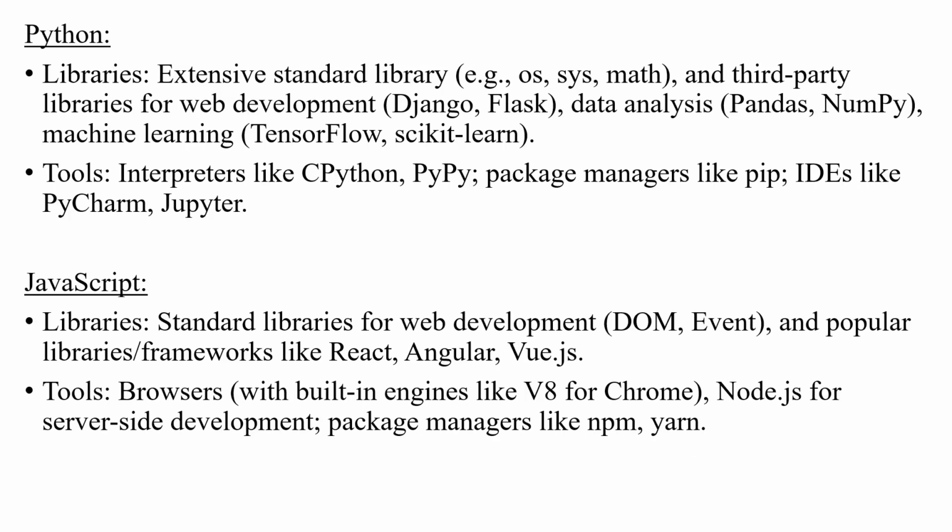Python has an extensive standard library, like os, sys, and math, and other libraries for web development, like Django and Flask, for data analysis, like Pandas and NumPy, and for machine learning, like TensorFlow or Scikit-learn. Tools include interpreters like CPython and PyPy, package managers like PyPI, and IDEs like PyCharm and Jupyter.